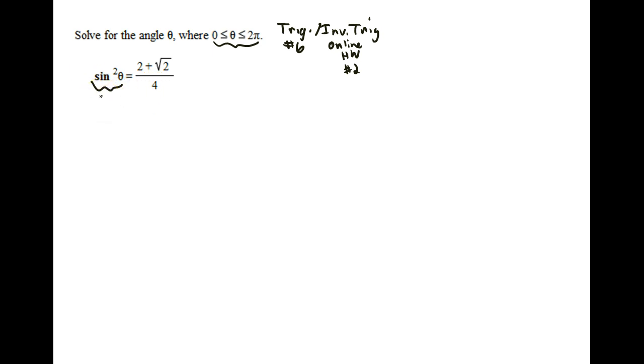Sine squared. For sine squared, our only option is 1/2 times 1 minus the cosine of twice theta. Okay, and that's supposed to be equal to this other guy. We've got to do something about this other guy here. We're going to call it 1/2 plus root 2 over 4.